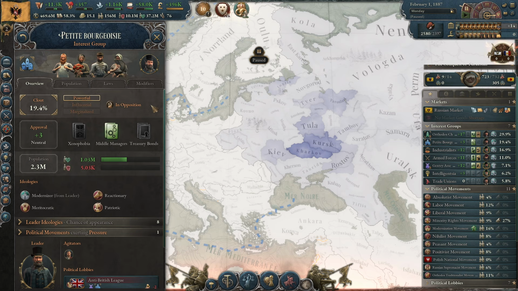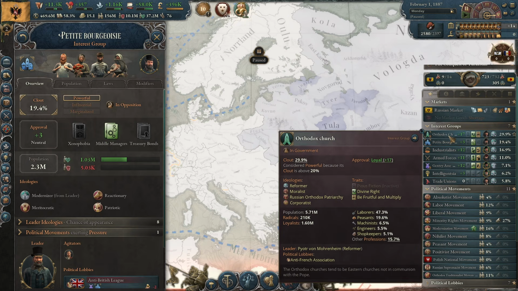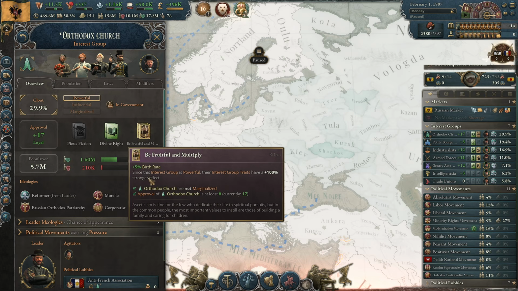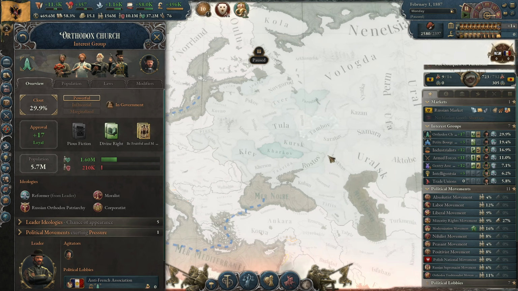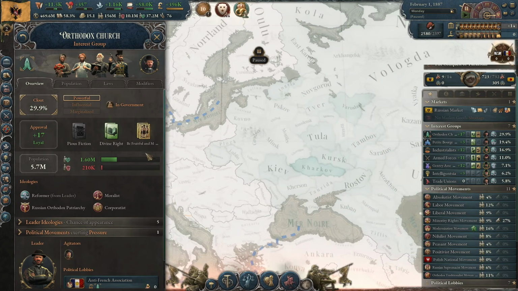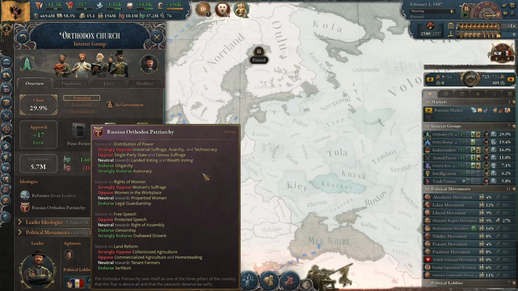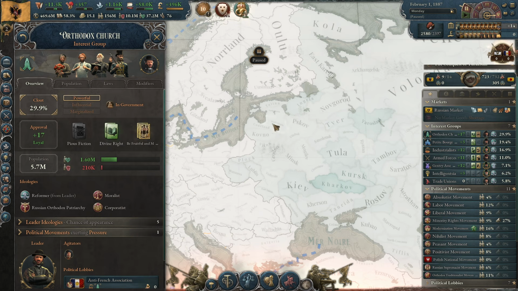And these can have pretty big effects on your country. For example, 20% loan interest rate reduction is pretty nice. But if we head over to, say, the Orthodox Church, 5% increase to birth rate on everyone is not too bad if they're powerful and loyal. Speaking of the Orthodox Church, various countries like Russia, Qing, and other areas have special versions of different interest groups. This could mean that their traits are different or their ideologies are different. And for example, the Orthodox Church has the Russian Orthodox Patriarchy, meaning they actually support keeping serfdom in place, unlike most devout interest groups who don't care about land reform.